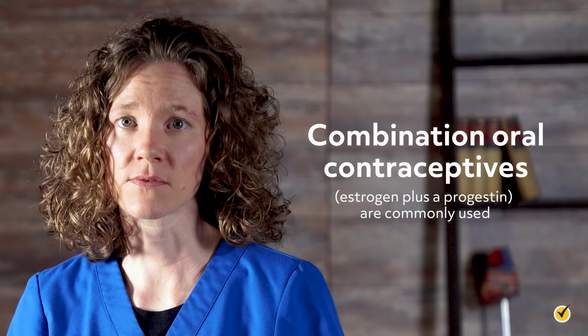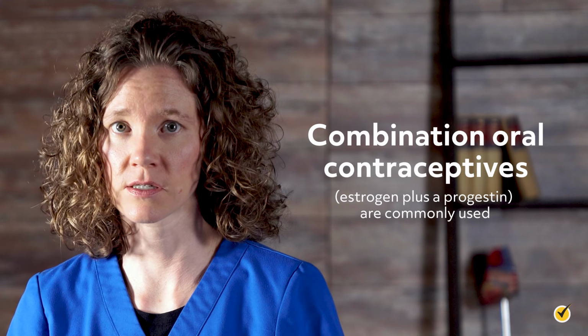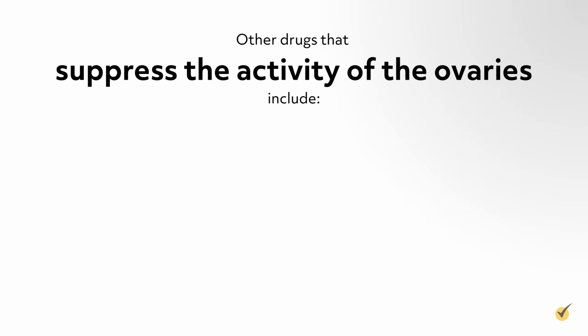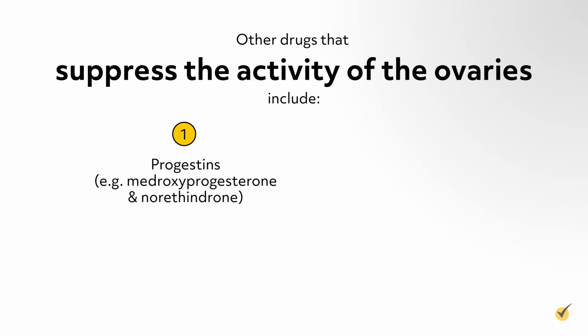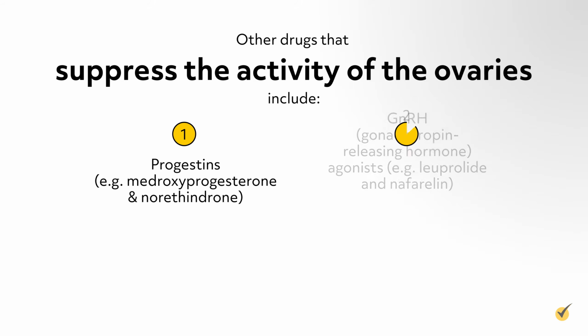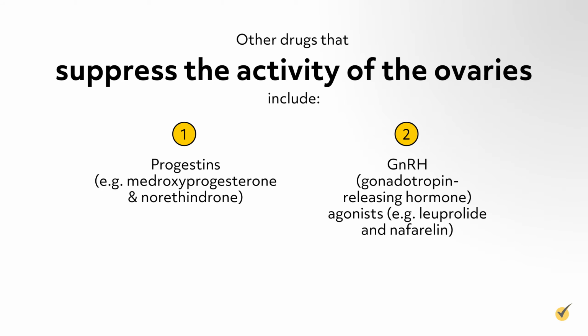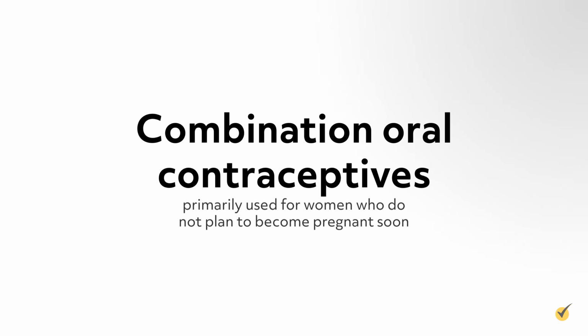Combination oral contraceptives, estrogen plus a progestin, are commonly used, but if they cannot be taken or are ineffective, other drugs that suppress the activity of the ovaries are used. These include progestins such as medroxyprogesterone and norethindrone, GnRH or gonadotropin-releasing hormone agonists such as leuprolide and nafarelin, or danazol, an androgen. Combination oral contraceptives are primarily used for women who do not plan to become pregnant soon.